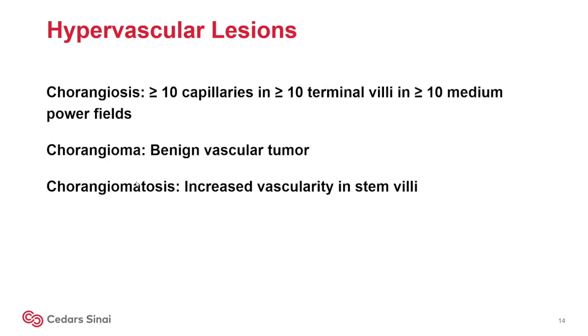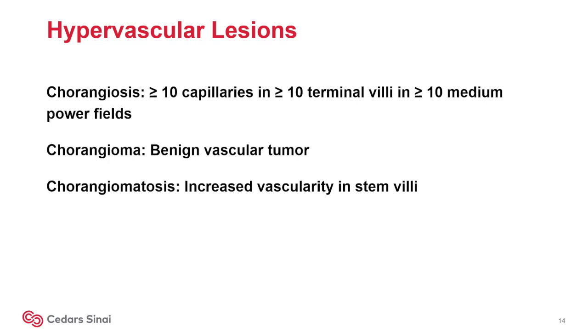And then chorioangioma, anyone that does placental pathology probably has seen one. It's basically a benign hemangioma of the placenta. It's well circumscribed. More often than not, you're going to see it grossly. And the last hypervascular lesion that you may not have encountered because it's not so common is chorioangiomatosis. This is one in which the vascular problem is mostly in the stem villi, sometimes also intermediate villi, and not in terminal villi as in chorioangiosis.